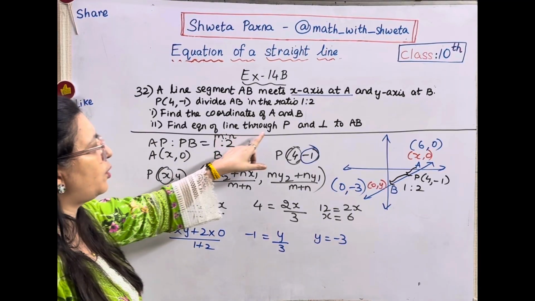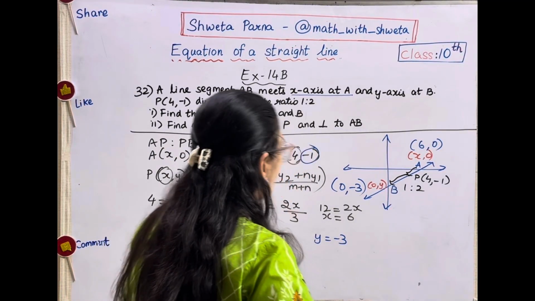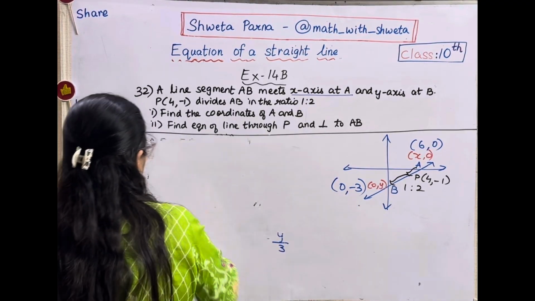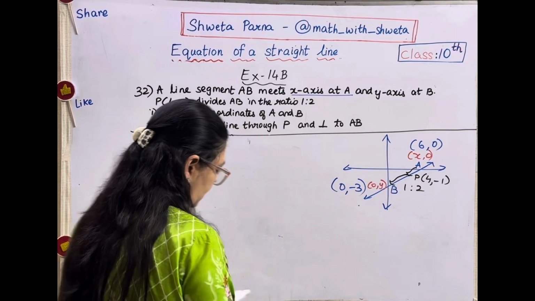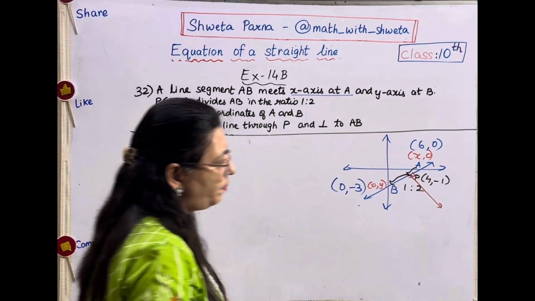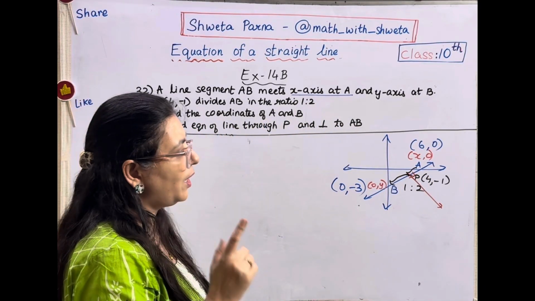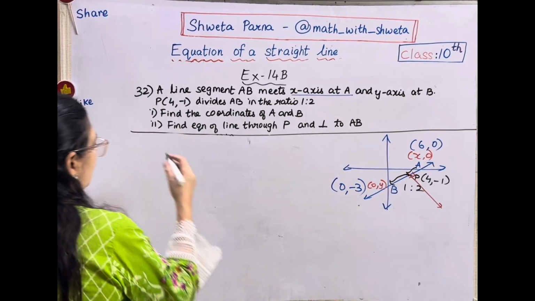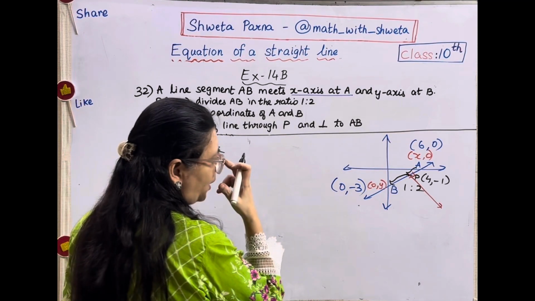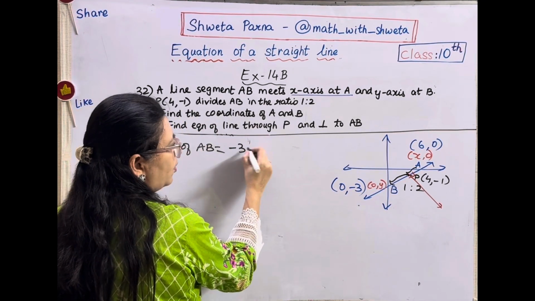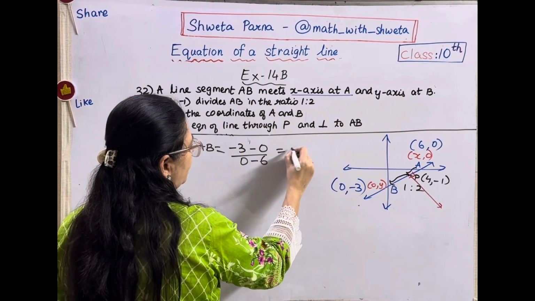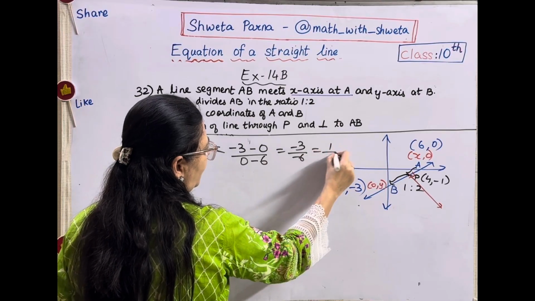Now you have to find the equation of the line through P. If one line is passing through P and it is perpendicular to AB, let's find this. Now you have the coordinate P, but you will have to find the slope of AB, right? So slope of AB would be y2 minus y1 upon x2 minus x1, correct? Which is minus 3 upon minus 6, which is 1 by 2.